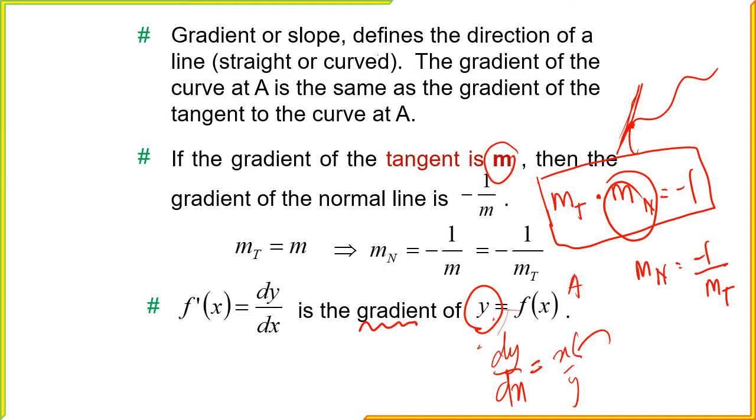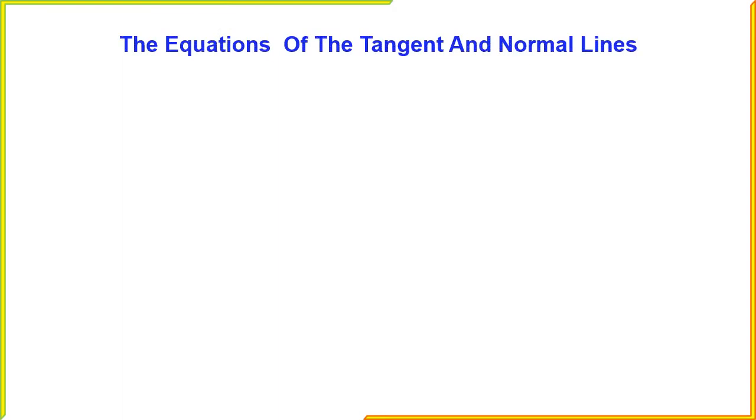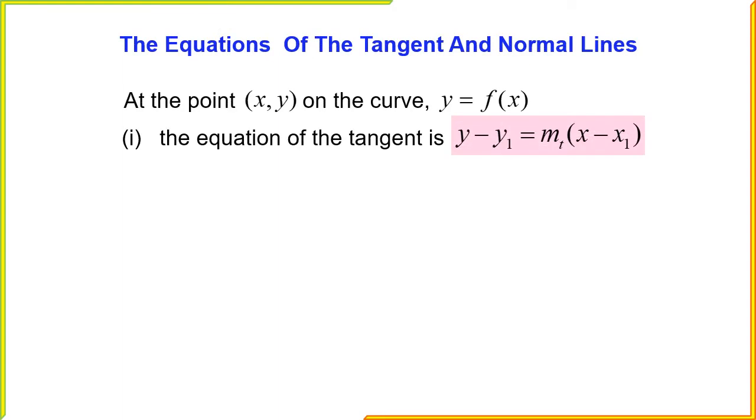Because we have the point A, right? So we will have the x and y coordinates there. We just have to substitute them into the dy dx that we found. Okay, so let's see some examples. But before we continue with the example, let's see the equation of the tangent and normal lines.